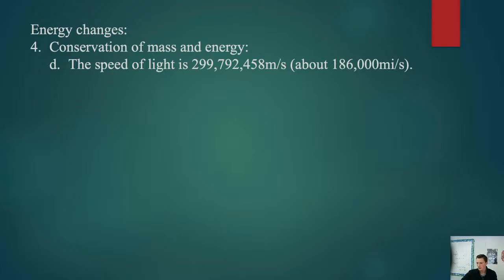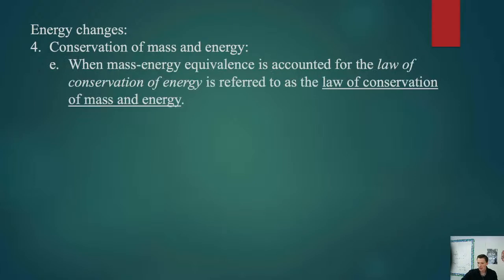We're almost done. This is our last note. When mass-energy equivalence, when kinetic energy, potential energy, and mass all combine, it is accounted for by another law, the law of conservation of energy. And it is referred to as, and we need to know this, the law of conservation of mass and energy, which is with that equation we just did. Okay, that is the end of the notes.